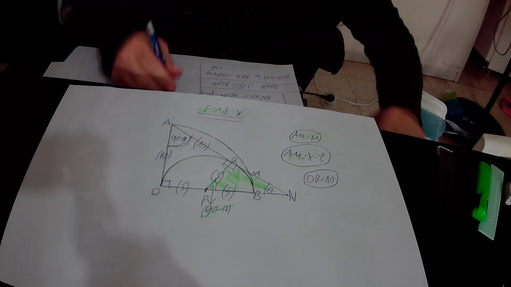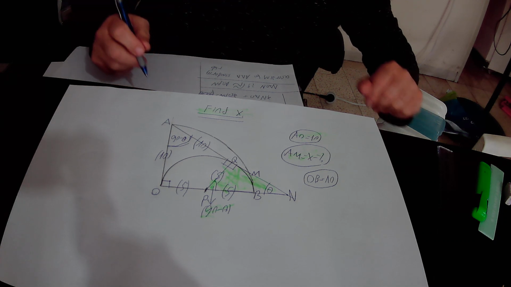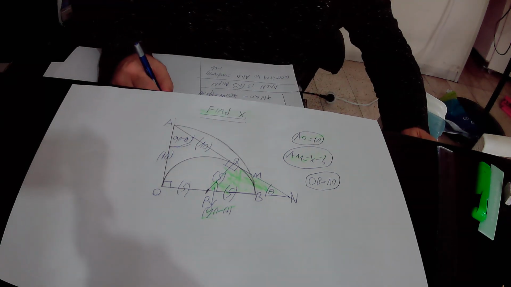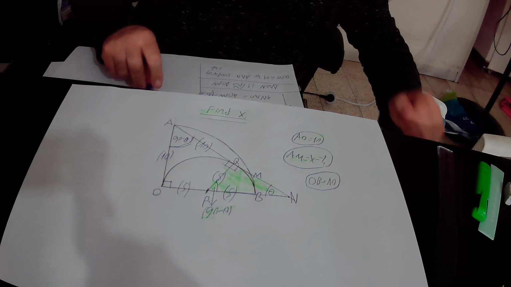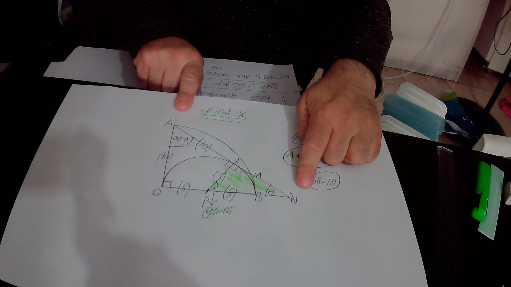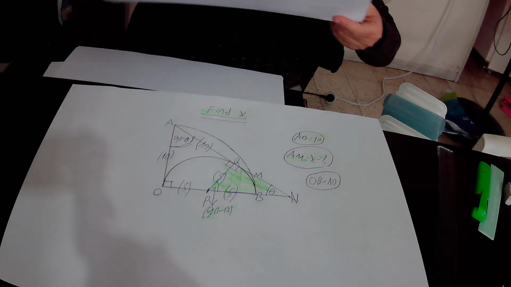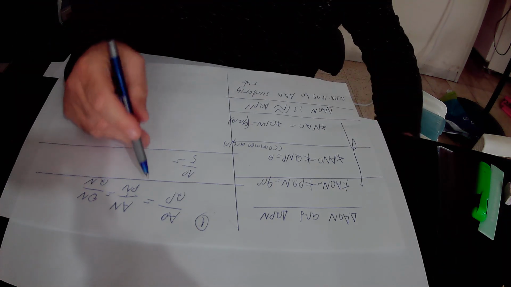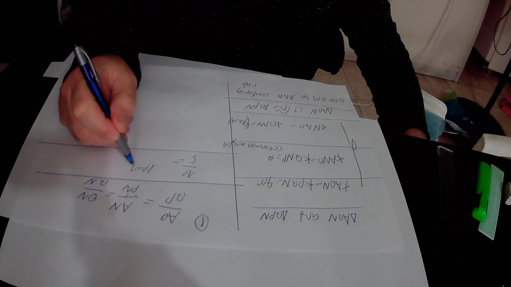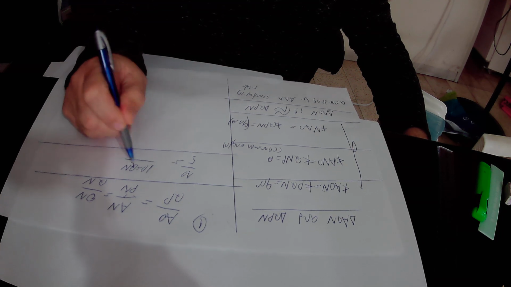AO is 10 over QP is 5, and it equals AN over PN. What is the length of AN? From the drawing it is very easy to see that AN equals AQ plus QN. That is to say, AN equals AQ, that is 10, plus QN. So in total AN equals 10 plus QN, divided by PN.